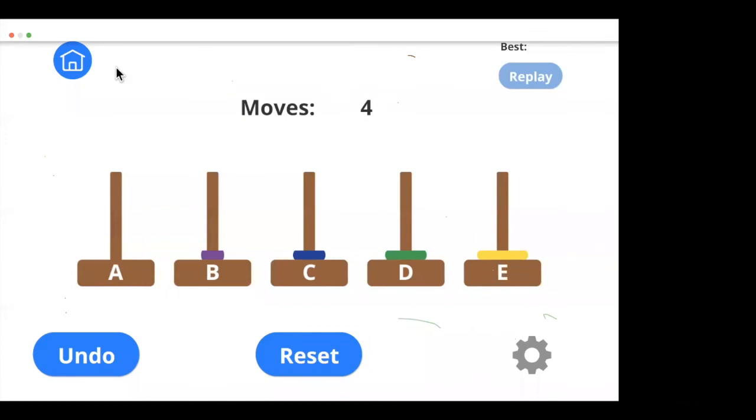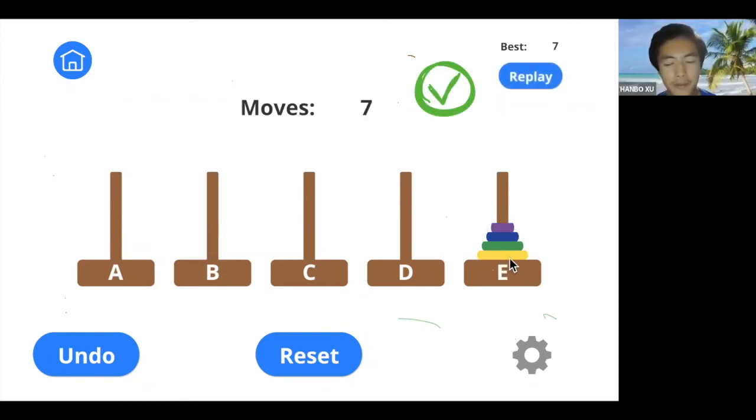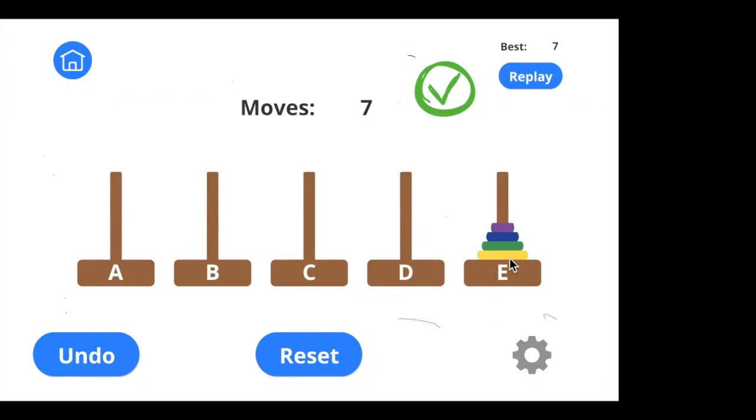Green to D. Green to E. C to E. Purple to E. Good job. You got it. I think it's actually pretty nice how with more rings, we actually get more options as it's less steps. Do you guys want to try with one more ring?